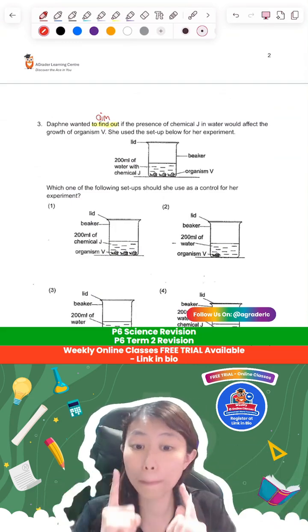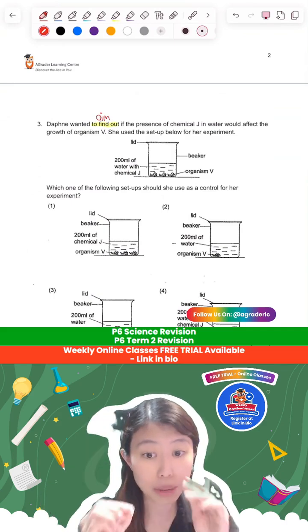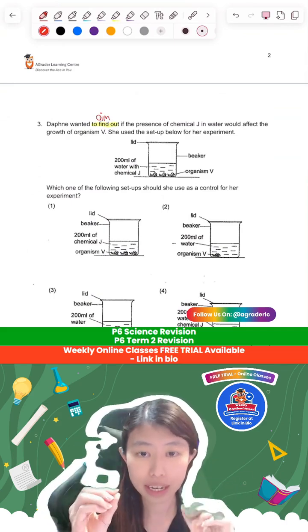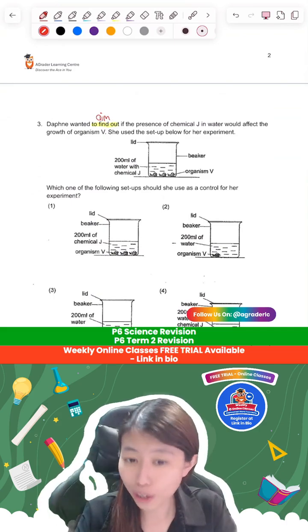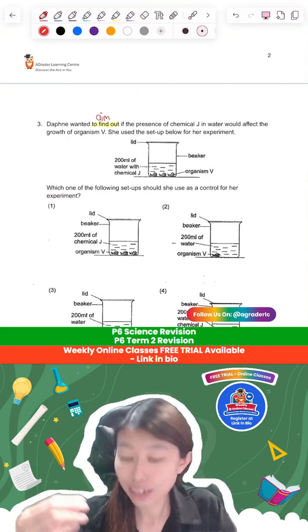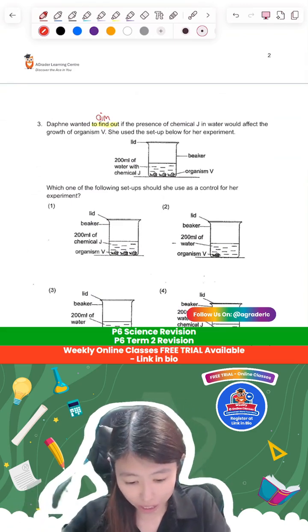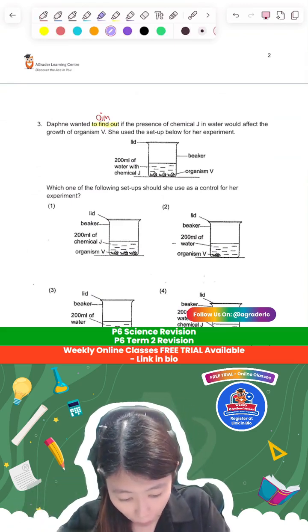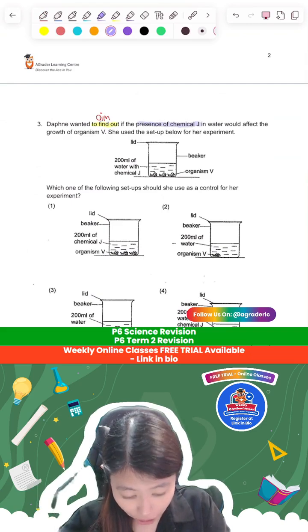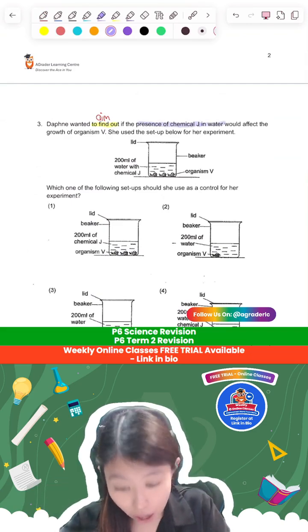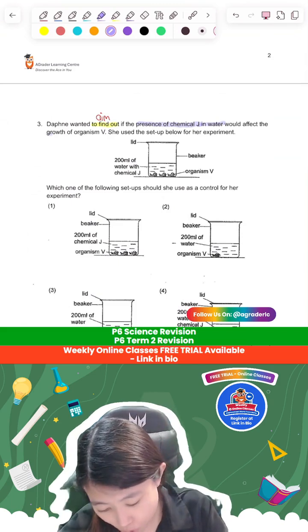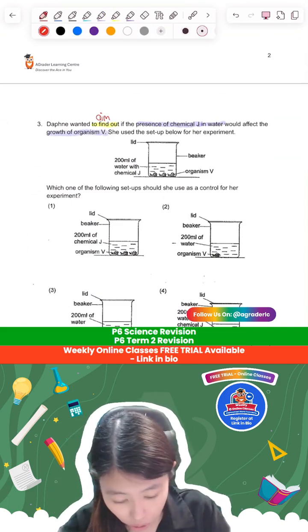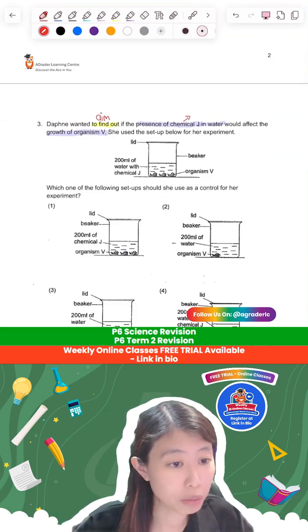But you must be very, very careful because sometimes they change the phrasing. Let me go according to this phrasing first. They say that Delphine wants to find out if the presence of chemical J in water would affect the growth of organism V. So, what is my change variable? Which one is my change variable?